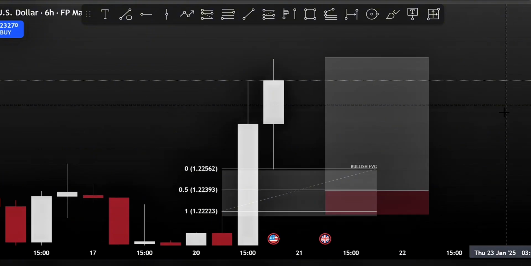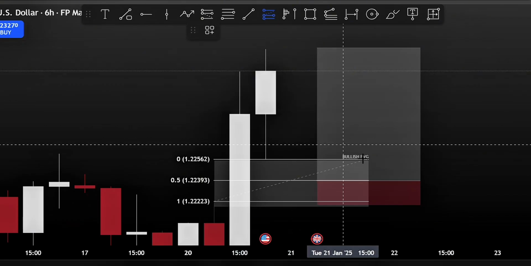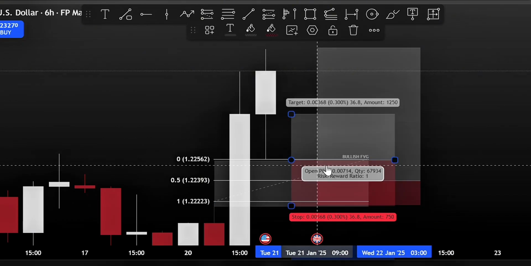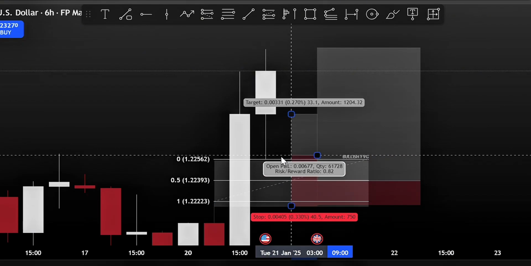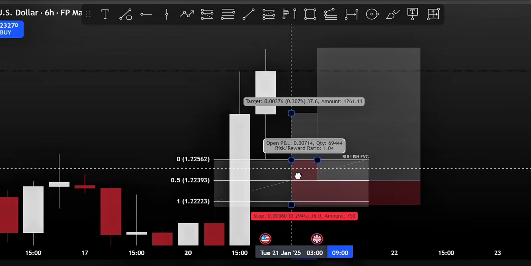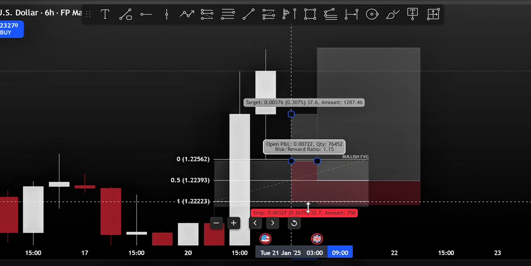Another limit order we can place is just on the top of the fair value gap, which will reduce our RR.